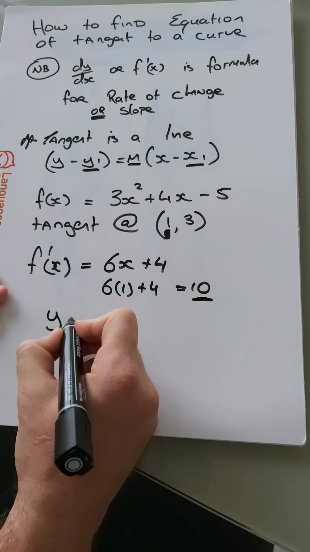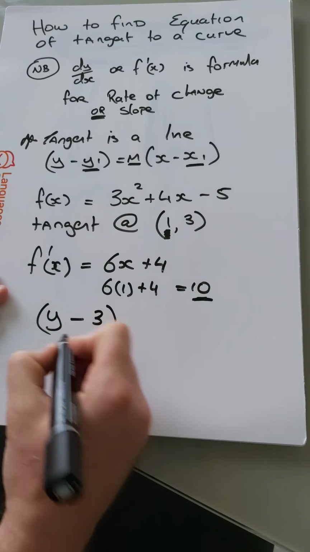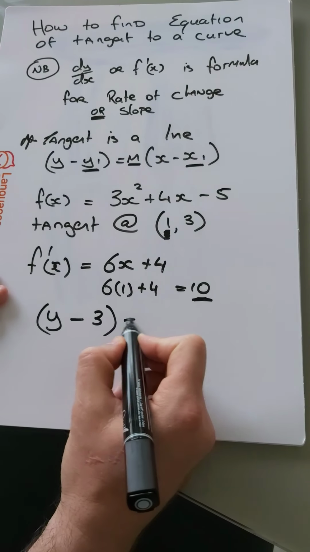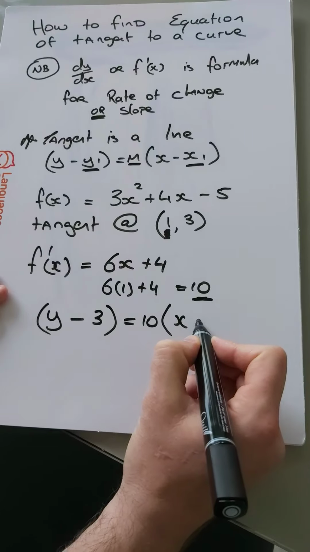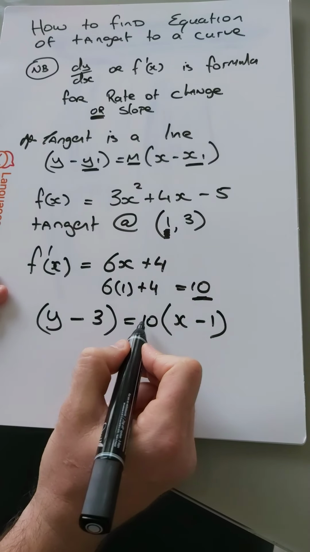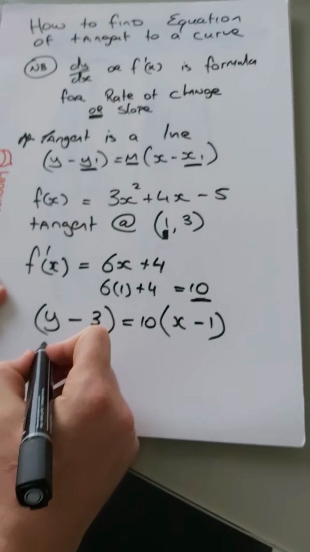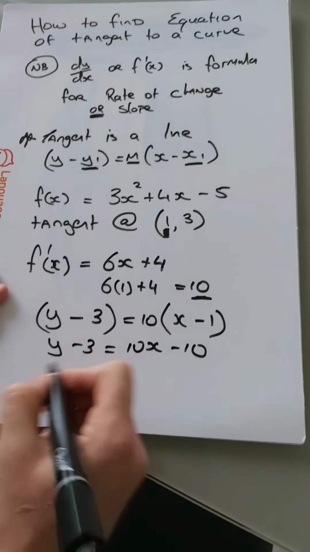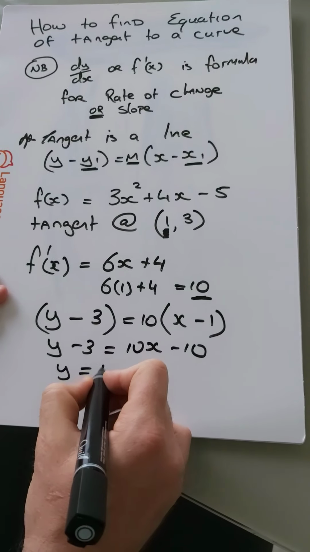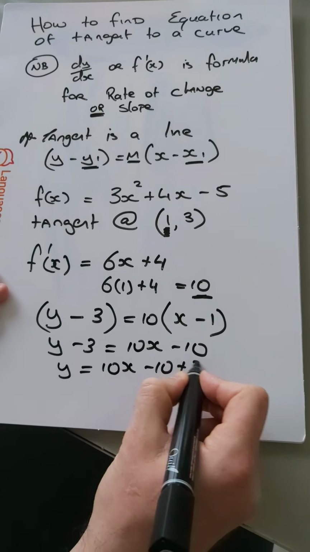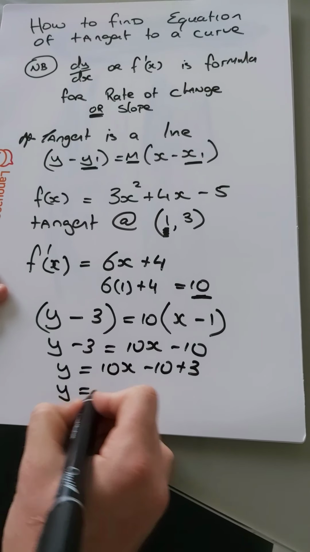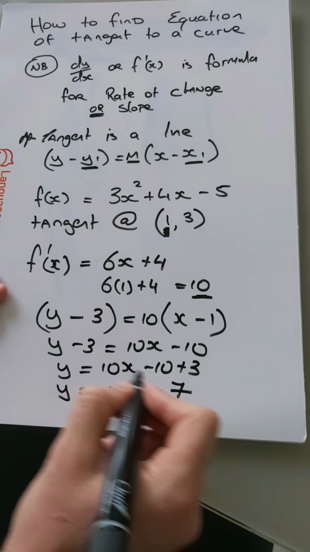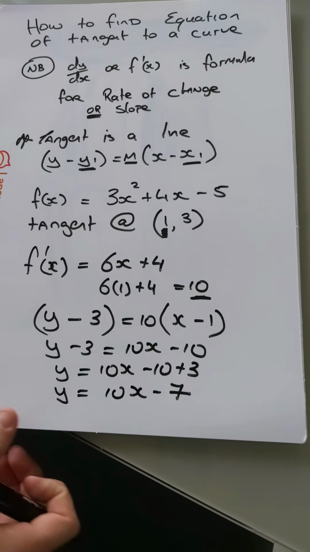So I have y − 3, and I'm getting the 3 from here, x1, y1, is equal to 10 times (x − 1). The 10 is obviously the slope, 1 is there, and I just tidy it up. y − 3 = 10x − 10, and I can write that whatever way I want. I can write it as y = 10x − 10 + 3, or y = 10x − 7. And that's the answer. That's the equation of a line.